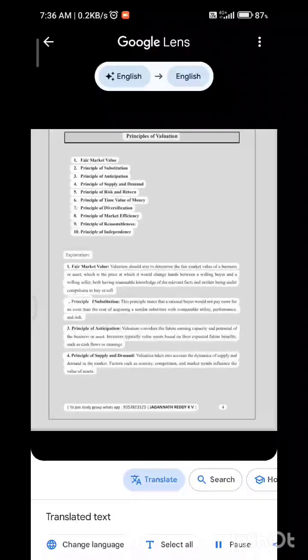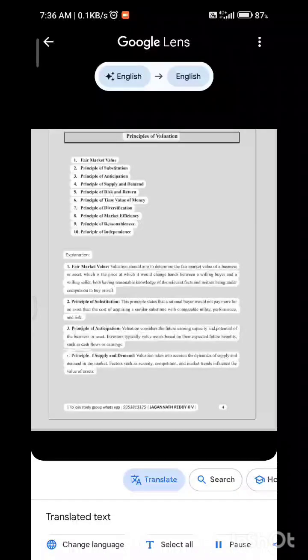2. Principle of substitution. This principle states that a rational buyer would not pay more for an asset than the cost of acquiring a similar substitute with comparable utility, performance, and risk. 3. Principle of anticipation. Valuation considers the future earning capacity and potential of the business or asset. Investors typically value assets based on their expected future benefits, such as cash flows or earnings.